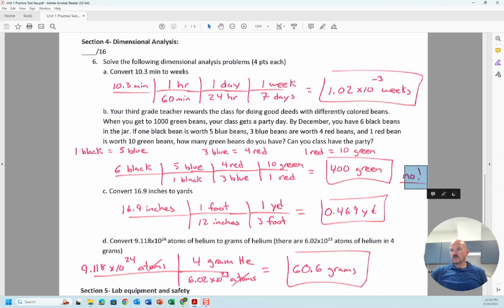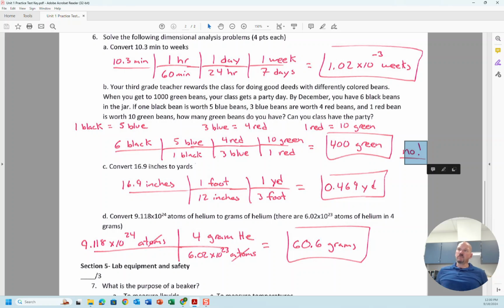Okay, so here, 16.9 inches. You want to know how many yards that is. So we have to go back to how many feet are in a yard and how many inches are in a foot, or you could have done this in one step by knowing there's 36 inches in 1 yard.